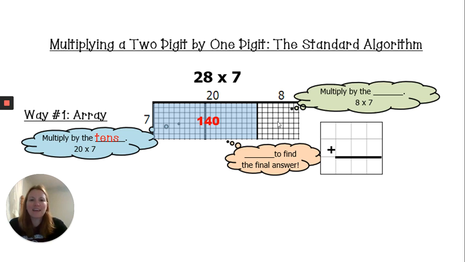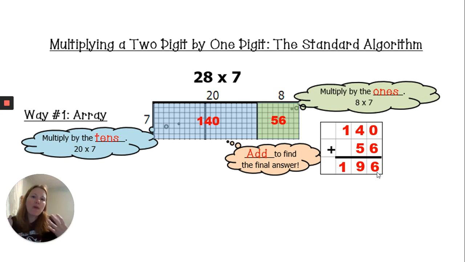Then we take our second section, that's multiplying by the ones, and that is 8 times 7. And 8 times 7, if you know that one, is 56. And then our last step, of course, was to add those two sections together to get our final answer. So we took our 140 plus our 56, and we add those up. 6 plus 0 is 6, 5 plus 4 is 9, and a 1 out here, and so our final answer is 196.